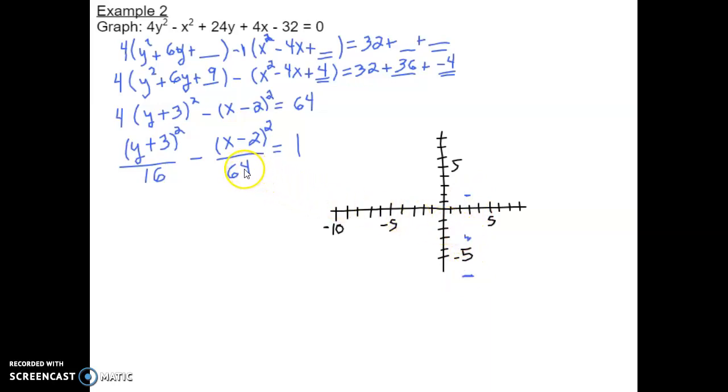I am going to go left and right 8. So from the center, I'm going to go 8 units to the right. So what was I supposed to be at? I'm supposed to be at 2.